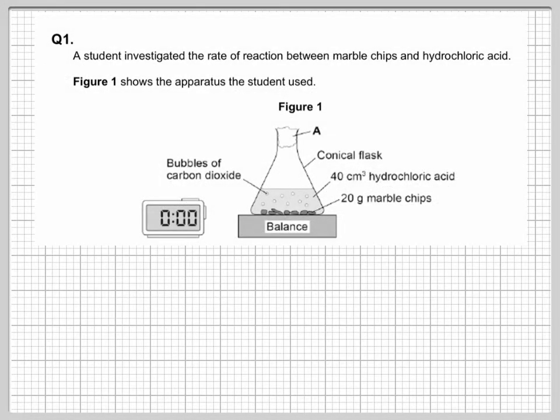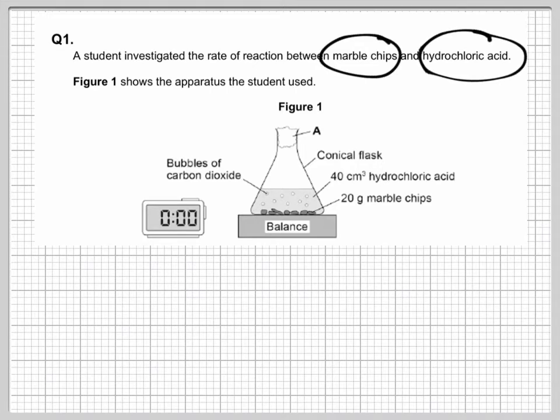Before we start calculating the rate of a reaction, it's important that we understand all the different aspects of that chemical reaction. In this particular reaction, a student is investigating the rate of reaction between marble chips and hydrochloric acid.